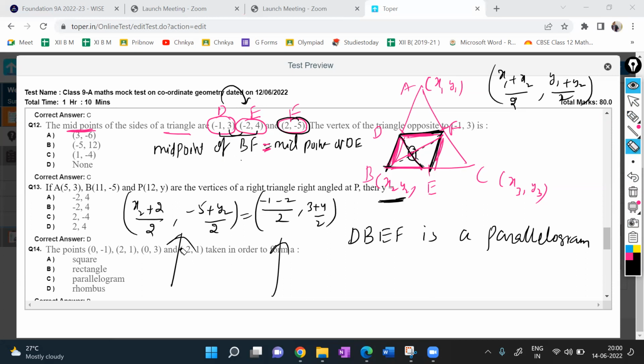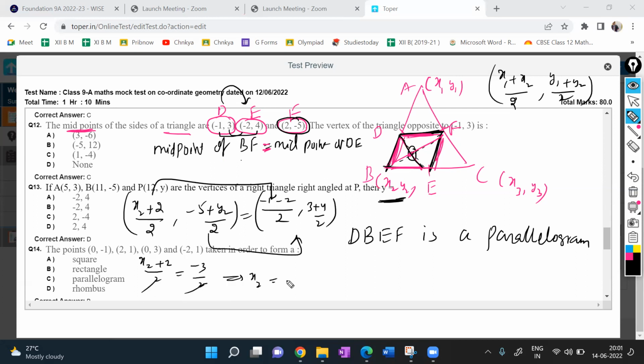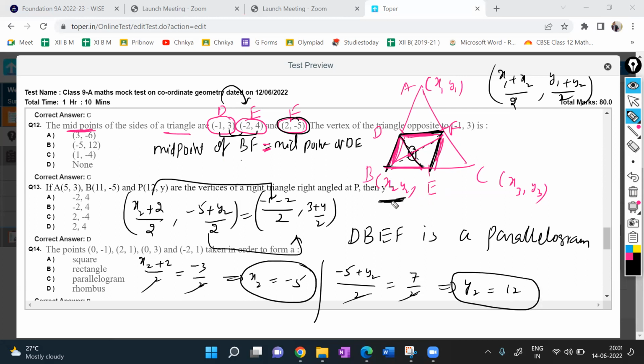So now what I'm going to get from this? Tell me. (X2 plus 2) by 2 is equal to minus 3 by 2, right? This is equal to this, beta. X coordinate is equal to x coordinate. So 2 will get cancelled. What is x2, beta? Minus 5. All right. What is y2 going to be now? Let us find it. (Minus 5 plus y2) by 2 is equal to 7 by 2. This will get cancelled. Y2 is equal to 12. So my B is going to be what now? X2 comma y2, right? Minus 5 comma 12 I got. Similarly, you have to find out C as well.